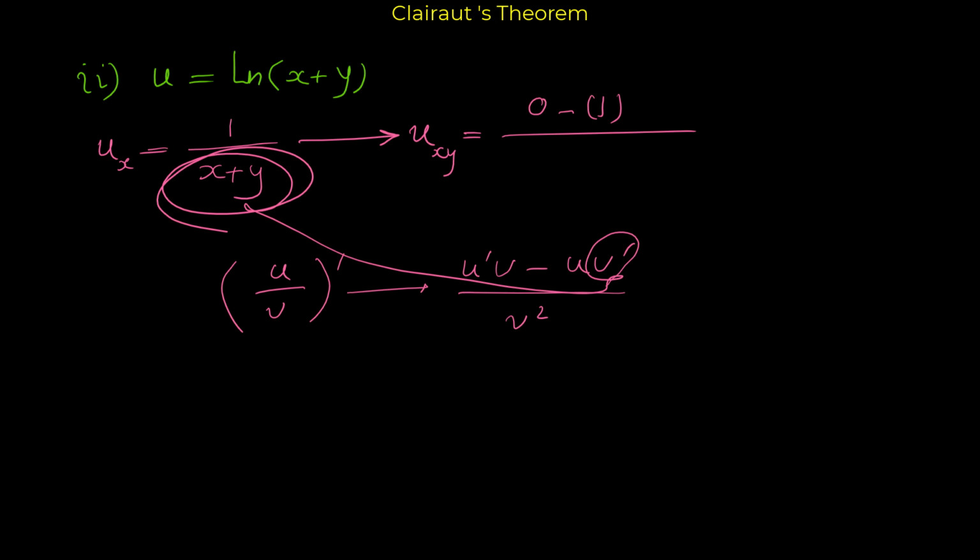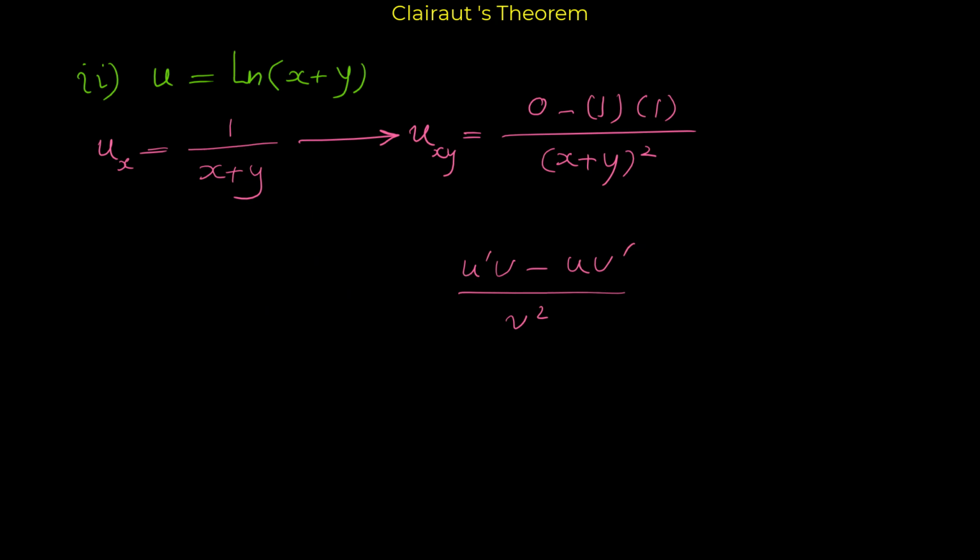Derivative of the denominator, the derivative of x plus y with respect to y is 1, all over the denominator to the 2. So this is the mixed partial derivative, x then y. So we have uxy, and it equals -1 over (x plus y) to the 2.